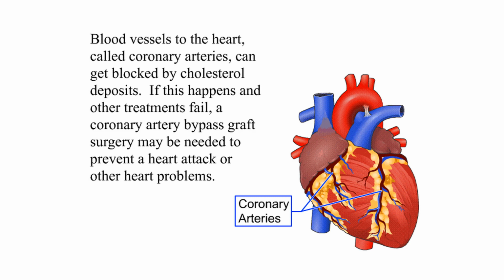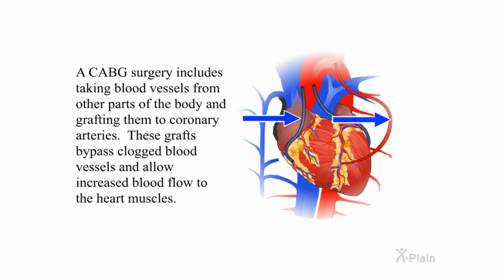Summary. Blood vessels to the heart, called coronary arteries, can get blocked by cholesterol deposits. If this happens and other treatments fail, a coronary artery bypass graft surgery may be needed to prevent a heart attack or other heart problems. A CABG surgery includes taking blood vessels from other parts of the body and grafting them to coronary arteries. These grafts bypass clogged blood vessels and allow increased blood flow to the heart muscles.